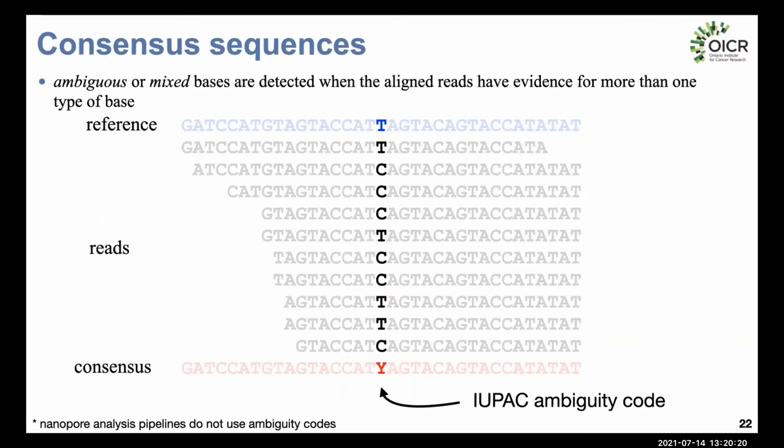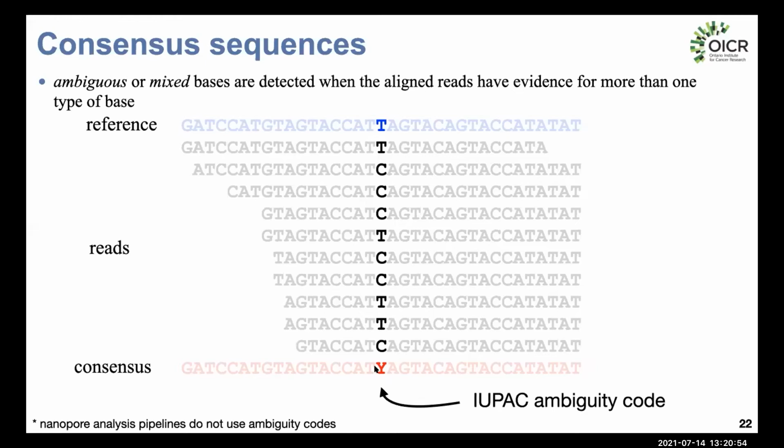Now, we also need automated ways of determining whether our samples are high quality enough. And one of the automated checks that we do is looking for ambiguous or mixed bases in our consensus genomes. Now I'm going back to this illustration of reads piled up against a reference genome. Here we have a reference T, but instead of all of the reads in the sample showing a single base, we have a mixture of evidence where some reads show a T and some reads show a C.